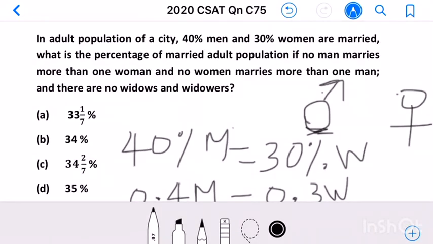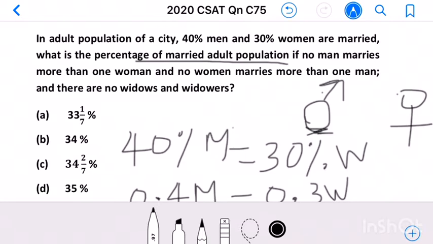Question number 75. In the adult population of a city, 40 percent of men and 30 percent of women are married. What is the percentage of married adult population if no man marries more than one woman and no woman marries more than one man? And there are no widowers and widows. So here we have to find the percentage of married adult population.